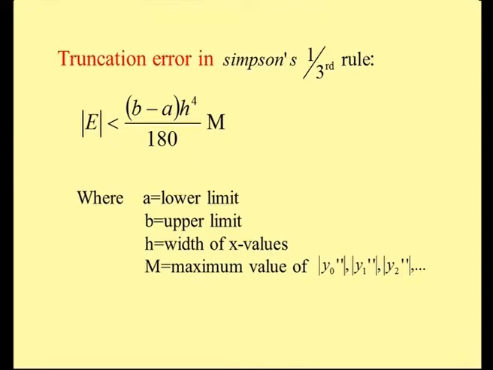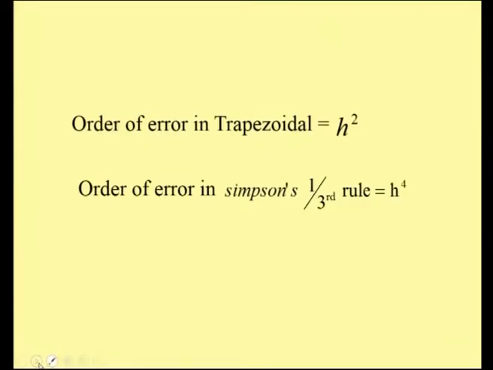Similarly, truncation error in Simpson's 1/3 rule is modulus of E less than (b minus a) into h power 4 by 180 into M. a is the lower limit, b is the upper limit, h is again the width. All the other notations remain the same. So, we can see the order of error in the trapezoidal rule is h squared, whereas the order of error in Simpson's 1/3 rule is h power 4.